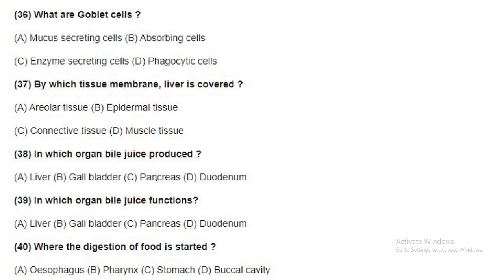What are goblet cells? We have seen about this so many times, right? So even in sleep, if we ask, you're going to answer this. They are the mucus secreting cells of the alimentary canal. Very good. By which tissue membrane is the liver covered? It is the connective tissue membrane. Connective tissue forms a rigid covering around the liver. Not the muscle tissue, nor the epidermal tissue, nor the areolar tissue.